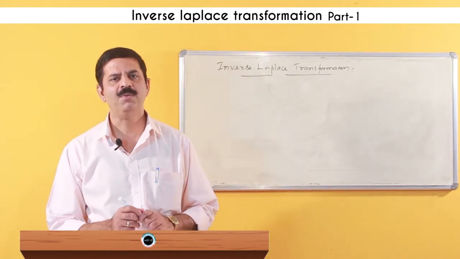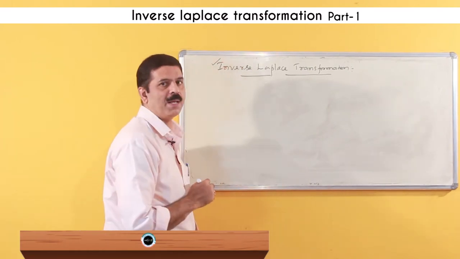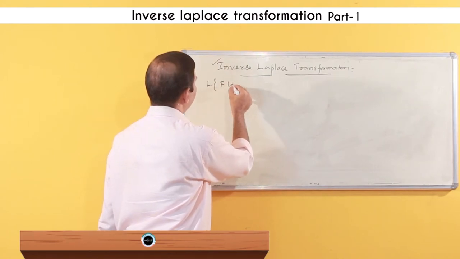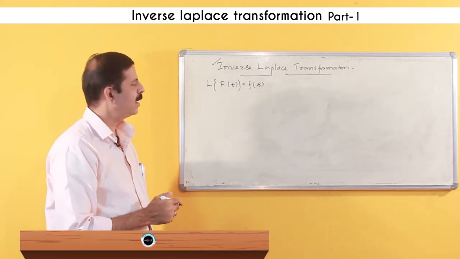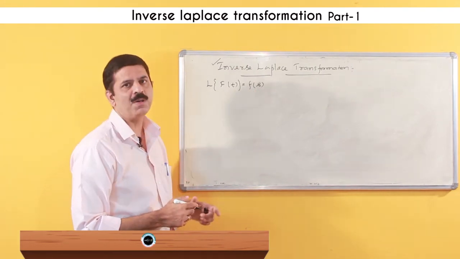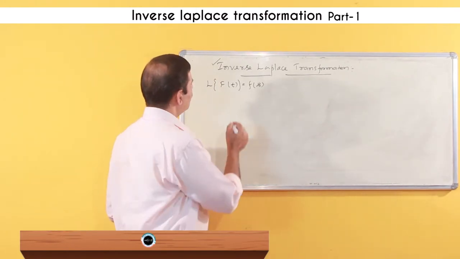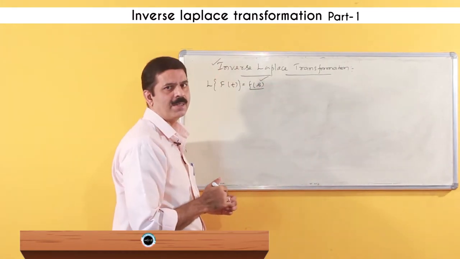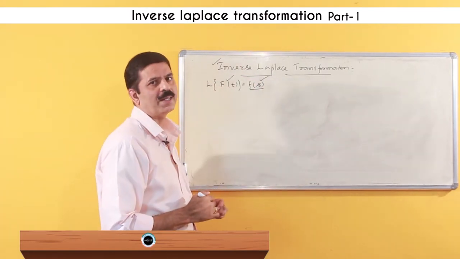Now, the topic is inverse Laplace transformation. You know that Laplace of the given function f of t is equal to F of s. While applying Laplace to that function, you find the solution in terms of s. Now, in the inverse, you are given the function in terms of s, so you have to find what is the original function corresponding to that.